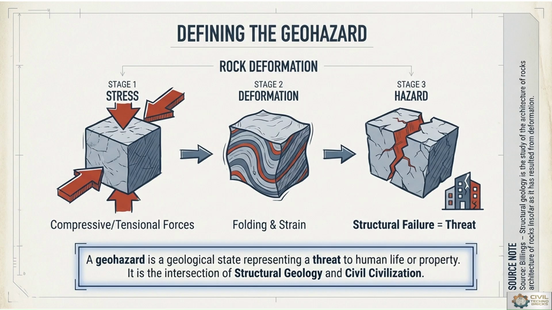So a geohazard is a geological state representing a threat to human life or property. It is the intersection of structural geology and civil engineering. The role of groundwater seepage, which is also an important point, fault zones and rock instability in engineering failure is also a big threat.